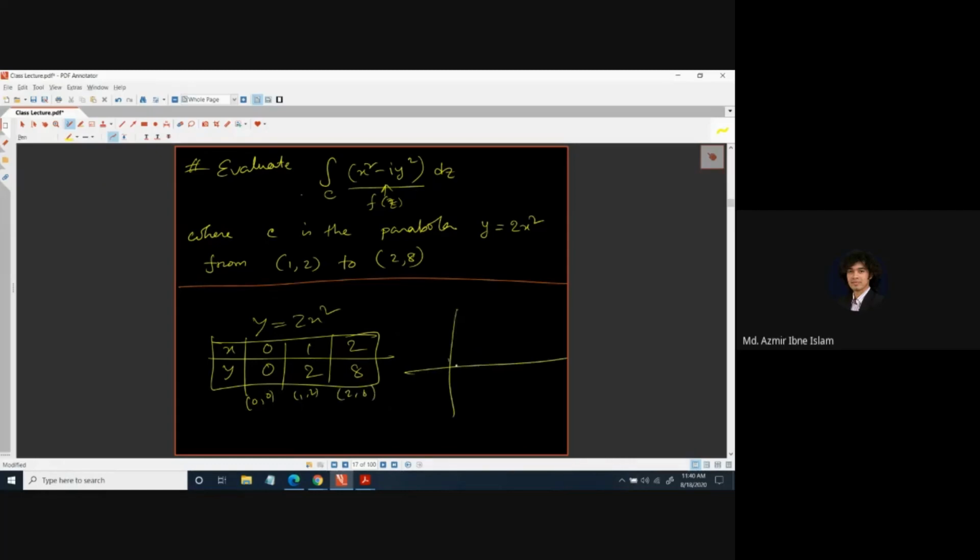So now we can draw the exact figure. So 0, 0; 1, 2; and 2, 8 will be here. The more points you take, the more and more smooth the graph will be. Do you understand my point? We have actually this parabola. If we take some other points on the left side, we will get this type of parabola. Do you understand?